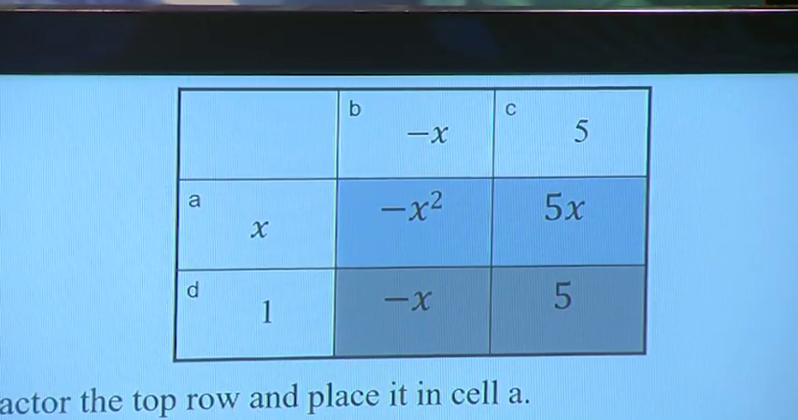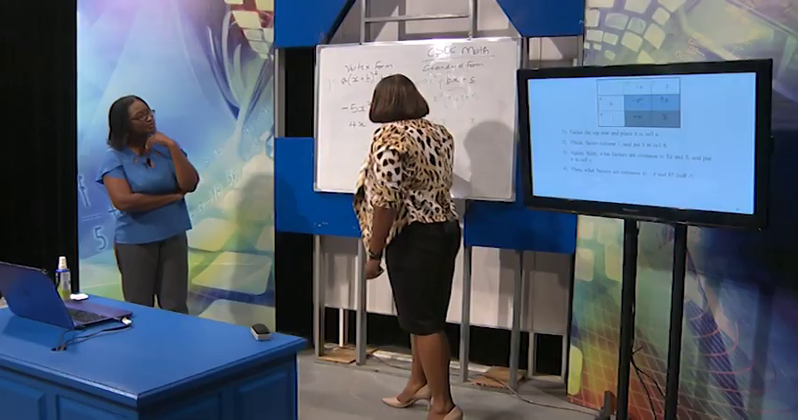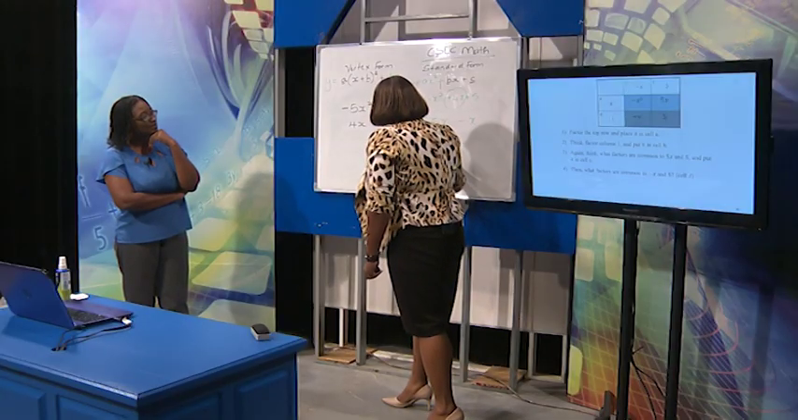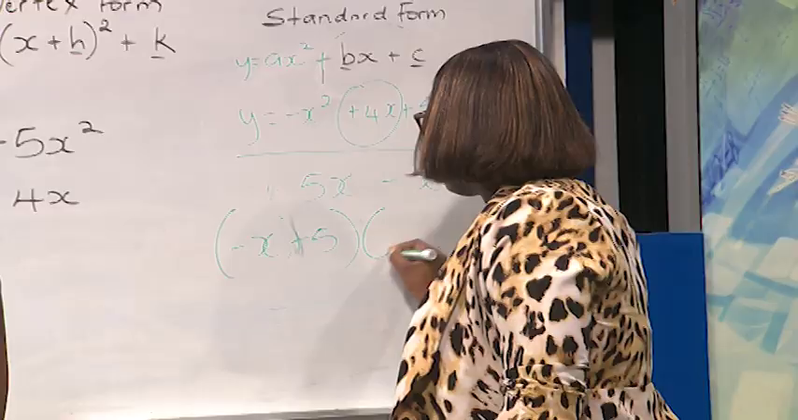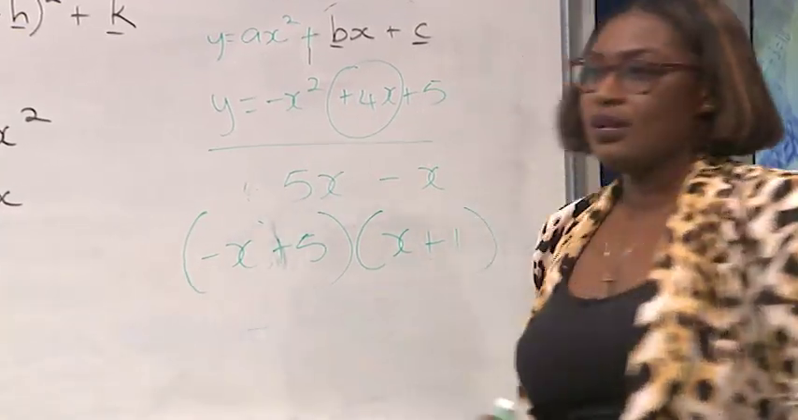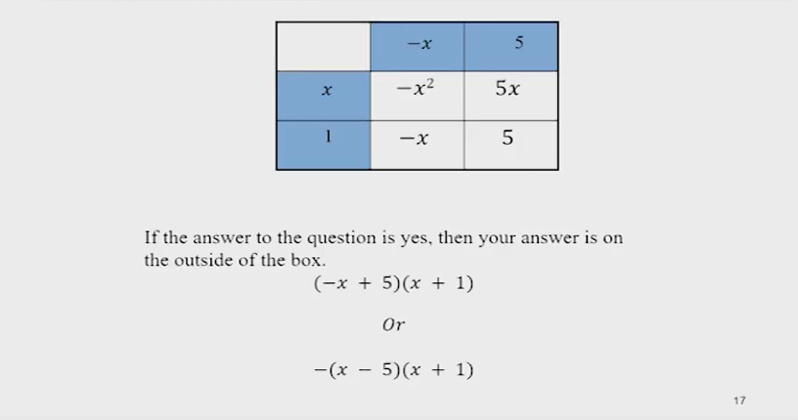Oh, that's nice. So let us write that down. One factor is going to be negative x plus 5, multiplied by x plus 1. Excellent. I feel so accomplished. You feel so accomplished, but are we done yet?